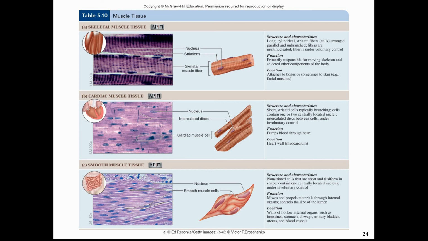Cardiac muscle is similar to skeletal muscle in that it has striations, but they tend to be uninucleate, meaning there's only one nucleus per cell, and the cells are very short. The cells are also branched. Now, unlike skeletal muscle, cardiac muscle is involuntary. That means that you do not consciously control it. Instead, you unconsciously control it.